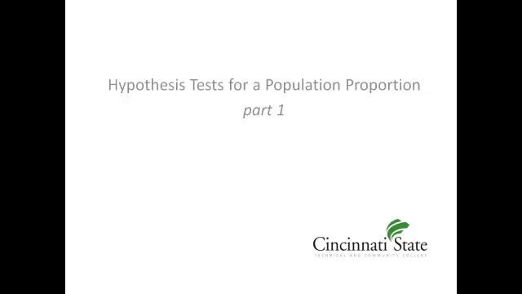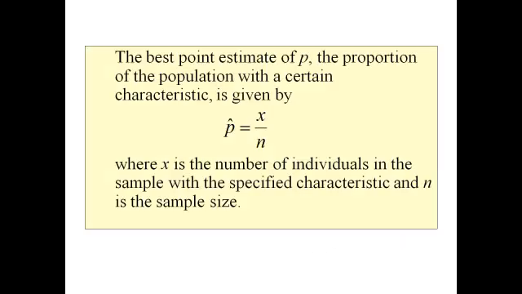In this series of videos, we're going to show how to perform a hypothesis test for a population proportion. Now, remember that if we're interested in P, the true proportion of members of a population who share some characteristic, our best point estimate of P is given by P hat, which is the number of individuals in the sample with the characteristic divided by the sample size n.